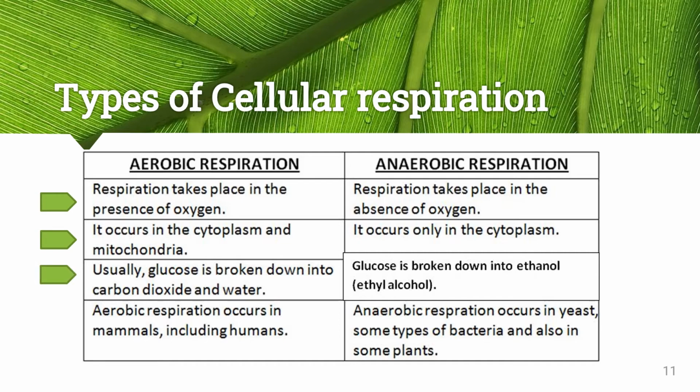In aerobic respiration, glucose is broken down into carbon dioxide and water. On the other hand, in anaerobic respiration, glucose is broken down into ethanol, also known as ethyl alcohol. Lastly, aerobic respiration occurs in mammals, including humans. On the other hand, anaerobic respiration occurs in yeast and some types of bacteria and also in some plants.